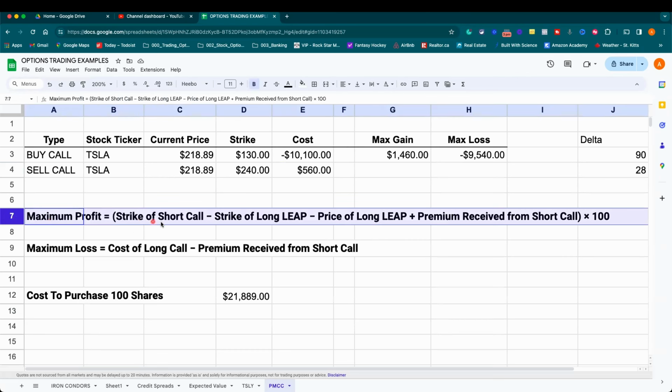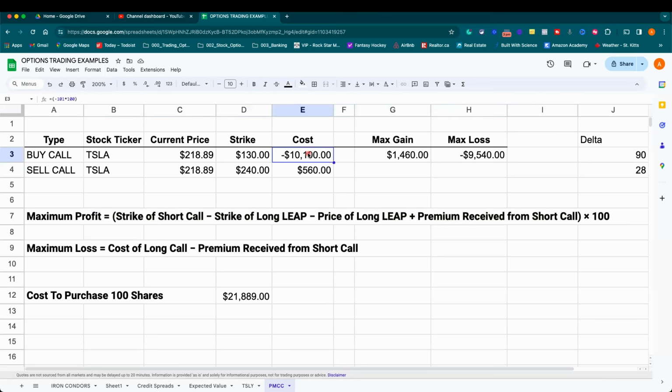You want to have the strike of the short call. So you want to have 240, right? Minus the strike of the long leap call of 130. You want to subtract the price of that leap, which is the cost right there. And you want to add in that premium that you received for selling that short call, which is this 560. The max gain for this trade is 1460.